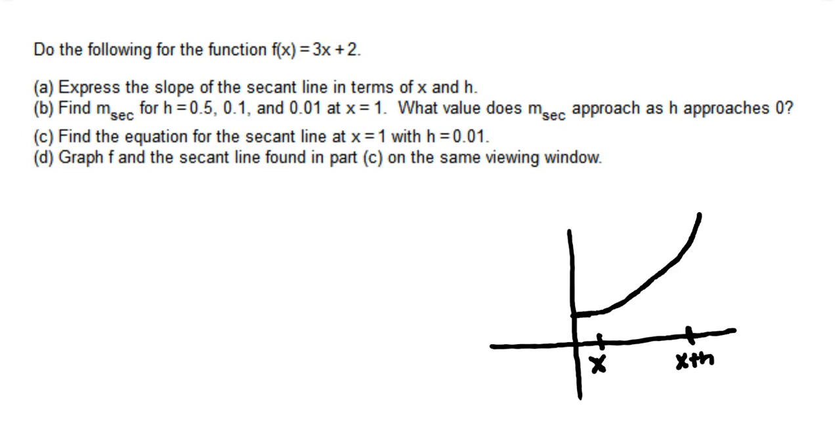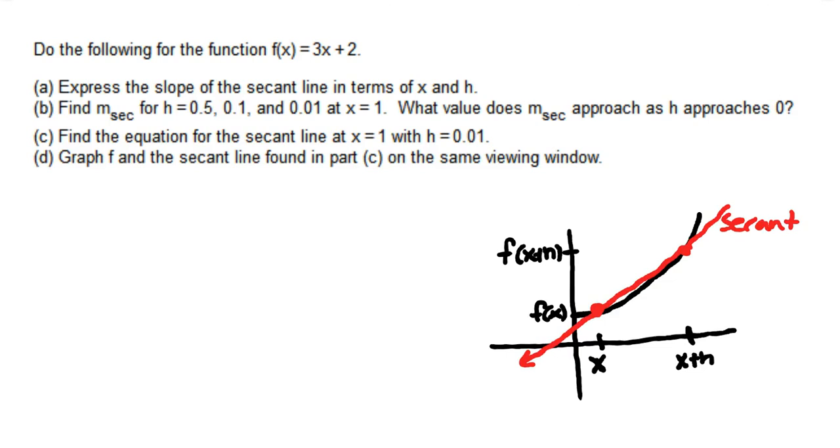We would take 2 points on that curve that are associated with that x and h and connect them with a straight line. That straight line is the secant line. So this is the secant line. Now the y values that go with those points would be f of x for this first one here, and f of x plus h for the second one. Now we're interested in finding the slope of that secant line.